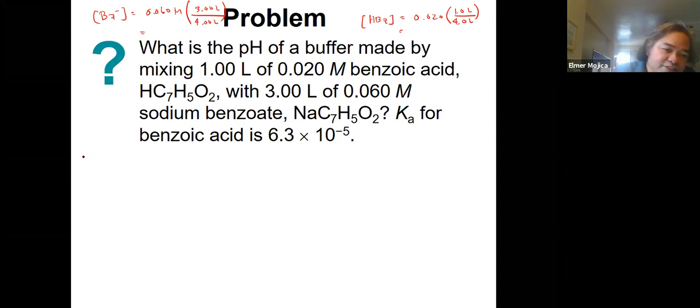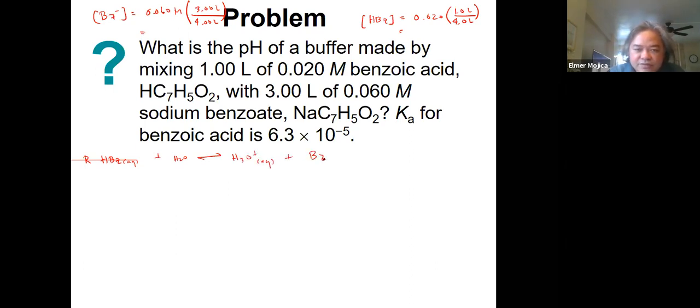So how would the ICE table or the RICE table look like? So I could put it like this, HBc reacting with water, producing H3O plus and Bc minus. So I will have here in the initial, I have what? What's the number that I will get here? 0.02 times 1 over 4.